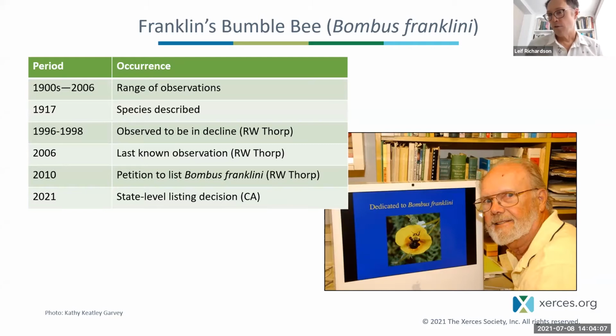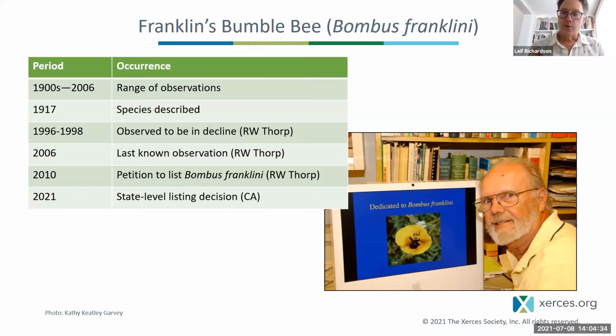And the last known collection or observation was in 2006. The species was formally described in 1917. And interestingly, the species was described from specimens that had erroneous label information. So in that paper, this species is said to occur in southern Arizona, when in fact it does not.